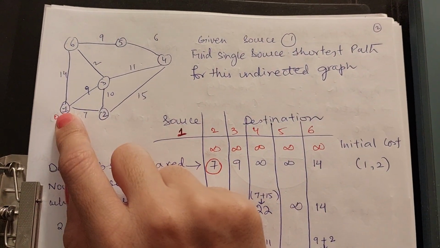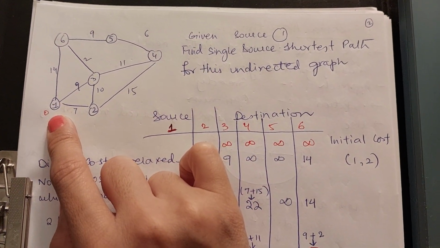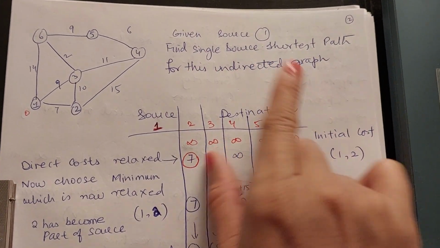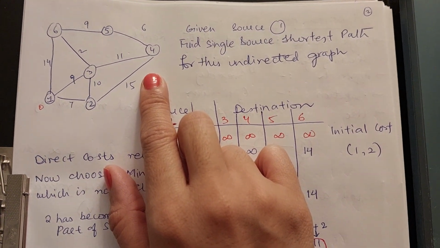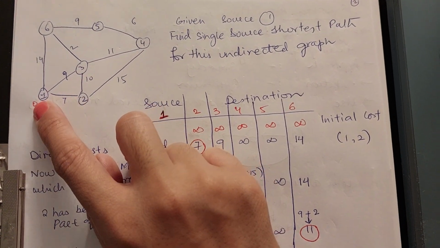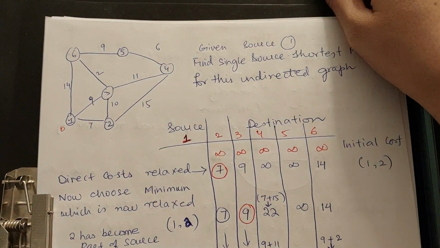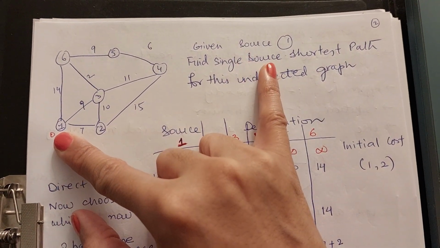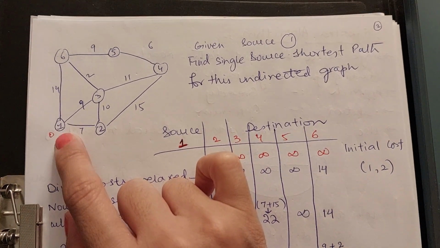So, friends, first of all, we are given a single source 1, and from the single source we are supposed to find the single source shortest path for this undirected graph. So it means you are given an undirected graph. What is an undirected graph? It is a graph in which there are no arrows, no directions marked, so you can go from this point to this and from this point to this. But right now in this Dijkstra algorithm, we have to calculate the shortest path starting from this single source point. So our source point is 1.